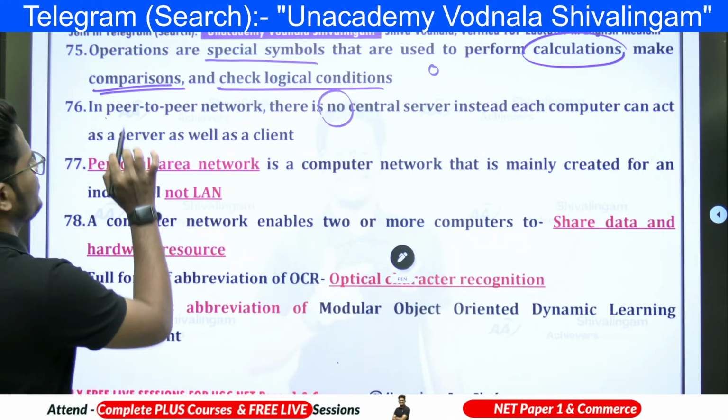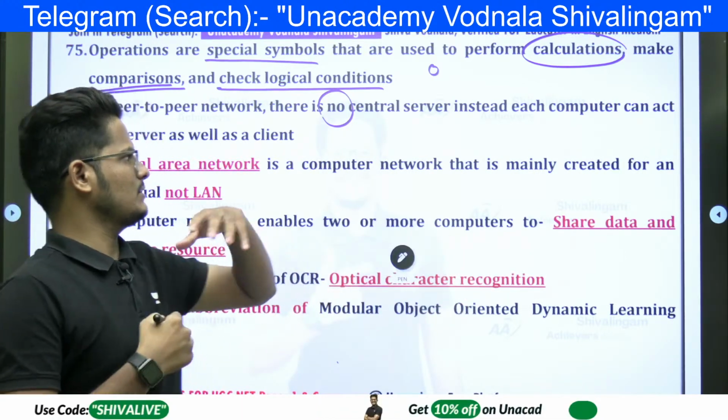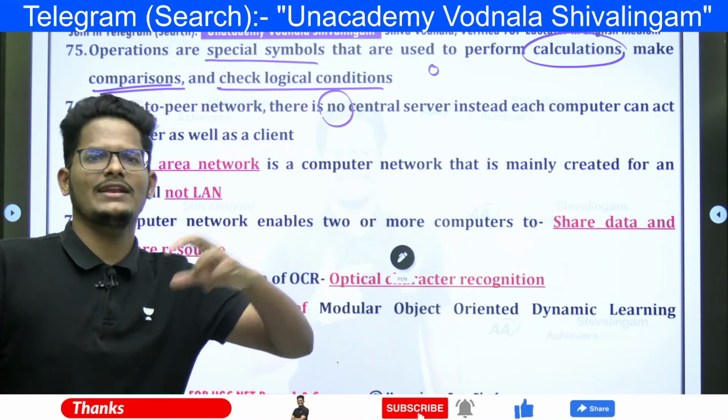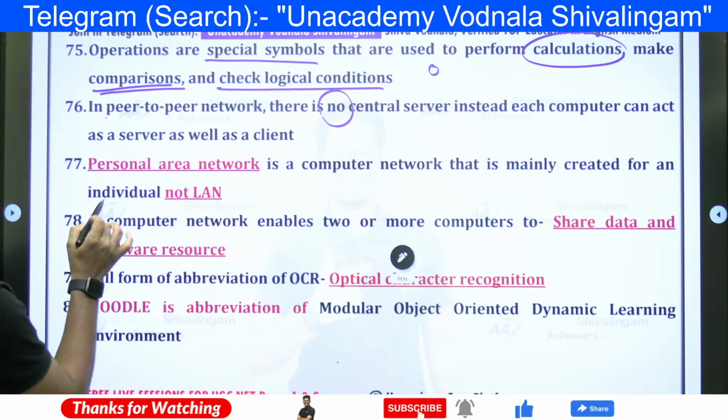That is why. So peer-to-peer means one person to another person. Every computer that is interacting will itself act like a server to connect to others.